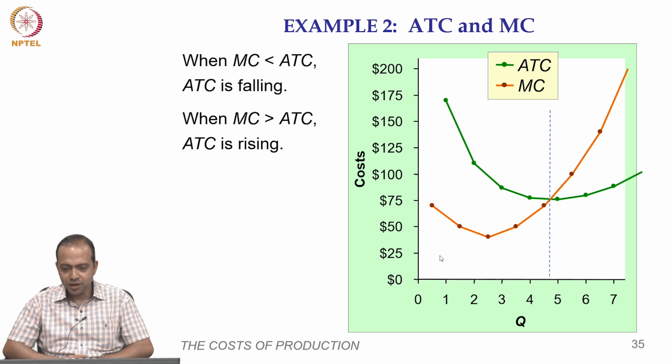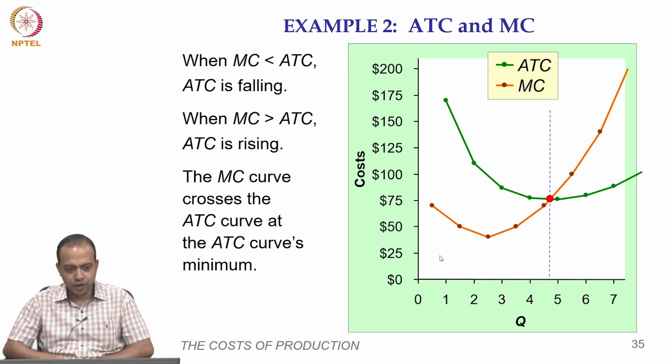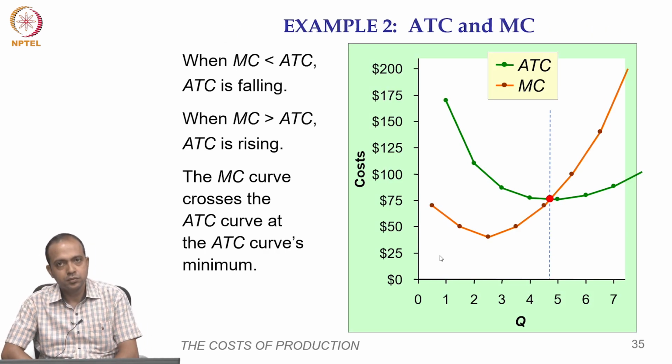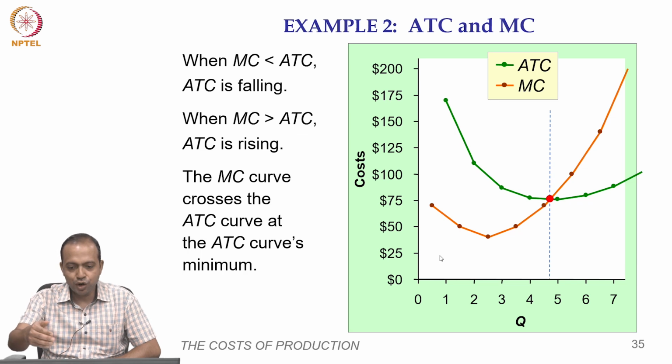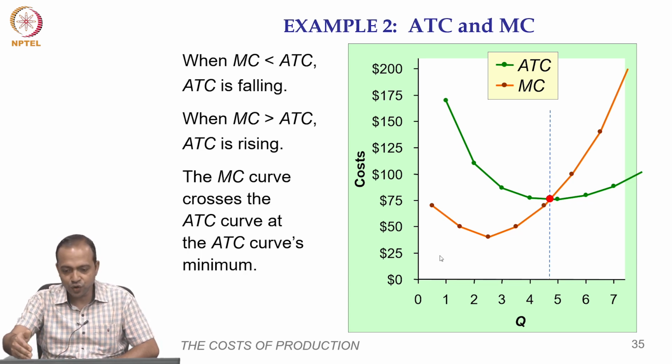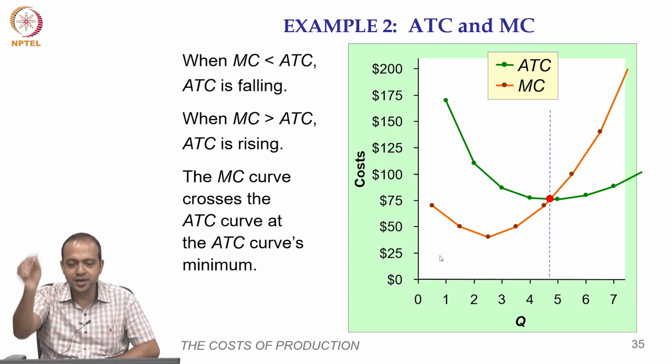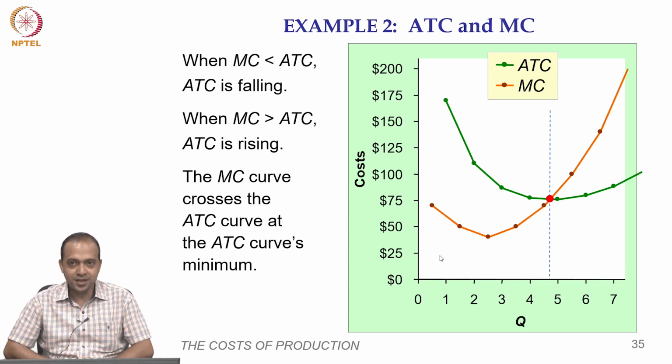At one point they are equal. The MC curve crosses the ATC curve at the ATC curve's minimum point, and then ATC is rising. So this is the relationship. As long as MC is lower than ATC, ATC is falling. When MC is greater than ATC, ATC is rising, and MC intersects ATC at its minimum point.